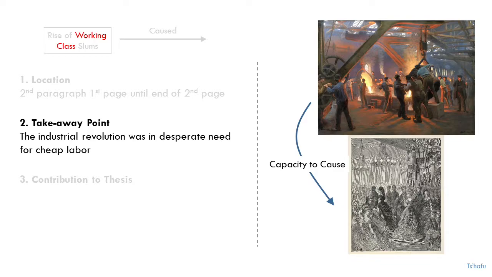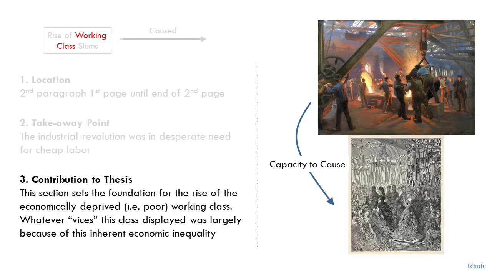That when our reader is done reading our section, they're going to say, I understand that the rise of the working class was contingent, was based on this new industry forming and its desperate need for cheap labor. That is what created the working class. And why is that takeaway crucial for our purposes? Well, it helps us paint a larger picture. How? Well, like this. The section set the foundation for the rise of the economically deprived working class. Whatever vices this class displayed was largely because of this inherent economic inequality.